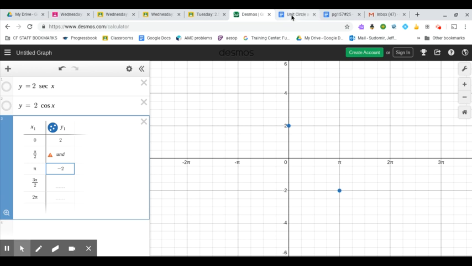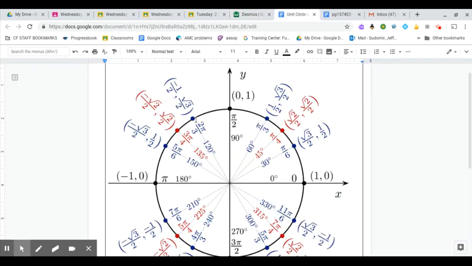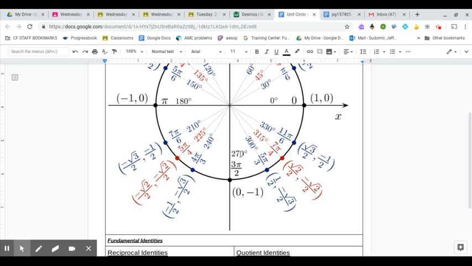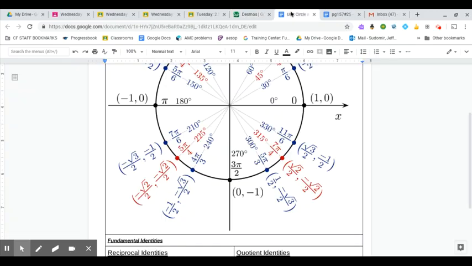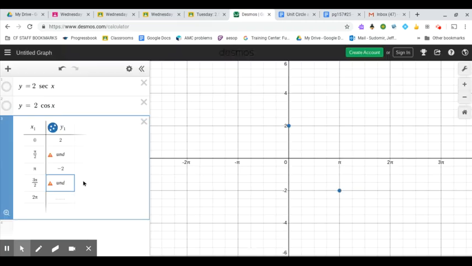Moving on to 3 pi over 2, we can see at the bottom there that the x-coordinate is 0. So once again, we're back to this idea of having something that is undefined, which turns out to be a vertical asymptote again. Finally, going all the way around the circle, we get back to 2 pi, and the x-coordinate there is 1. That means that we're doing 1 over 1 times 2, which is 2.